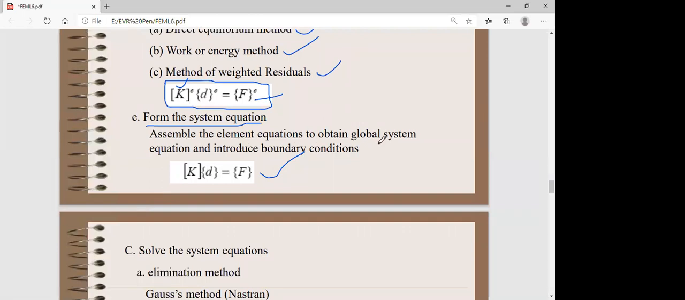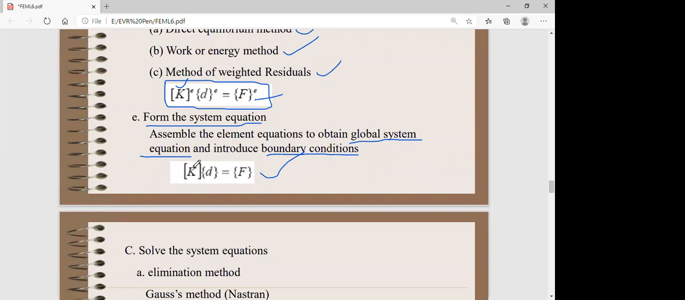This equation is known as the global system equation. In this global system, equations of all elements in the system are included, assembled in this equation. At this point we have to introduce the boundary conditions given in the problem to this global system equation.